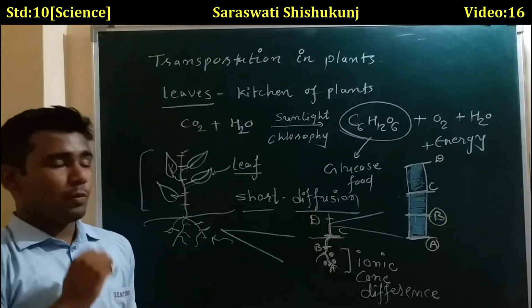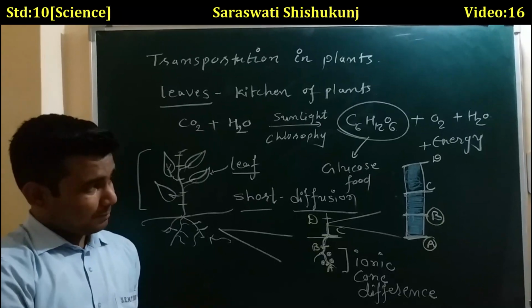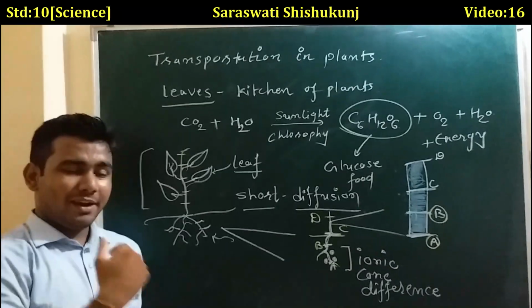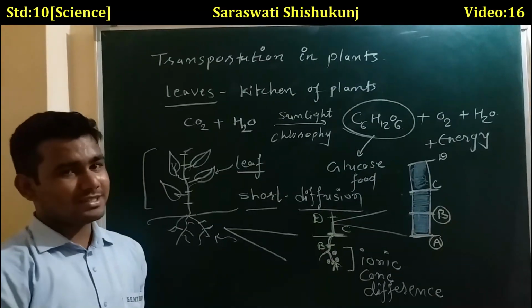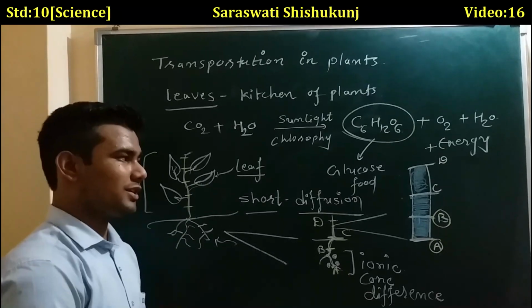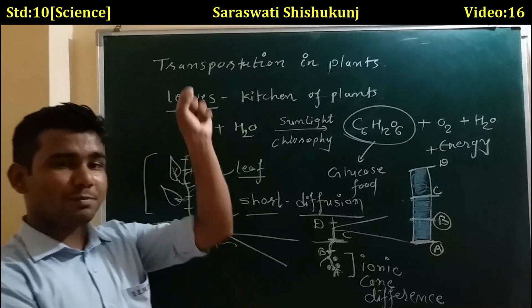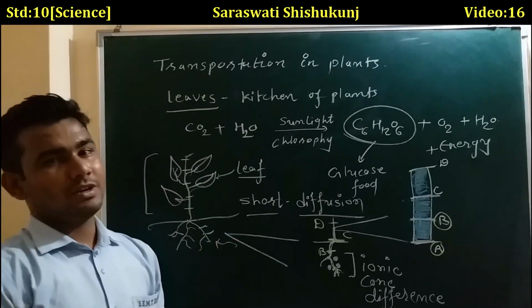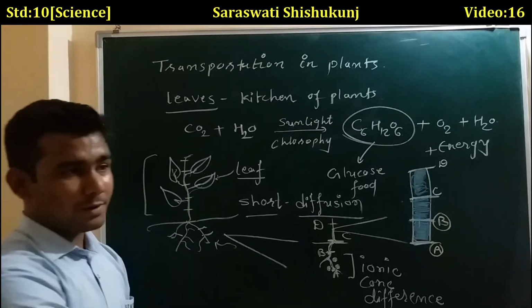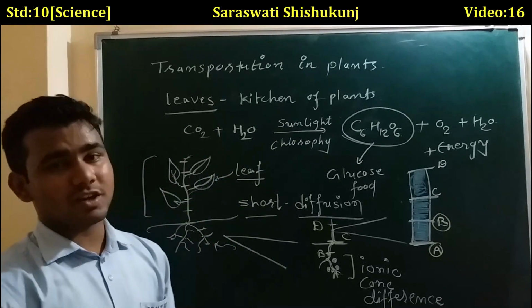Now what happens in tall plants? What happens when this transportation path is very long? By the process of diffusion in short plants, the transportation of water and nutrients is possible and sufficient. But if we have a tall plant, if the path of transportation is big, diffusion is not sufficient to transport water from one point to another, or to transport nutrients to each and every part of the plant.